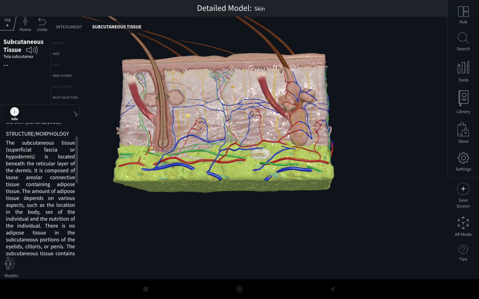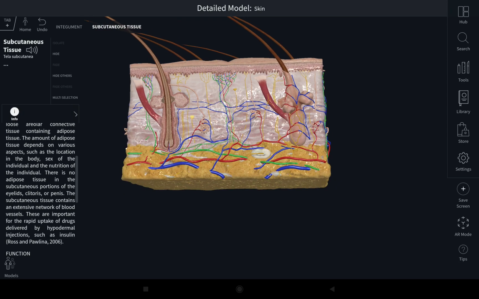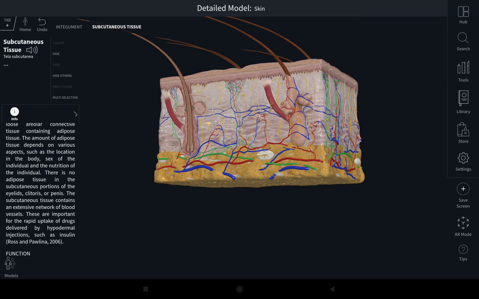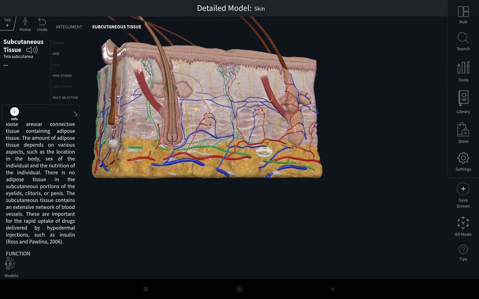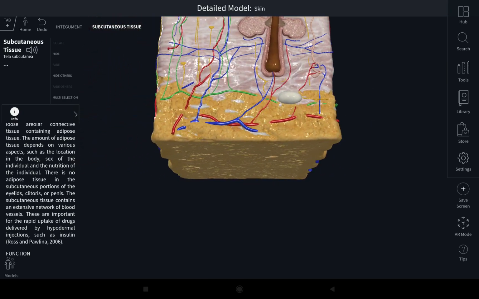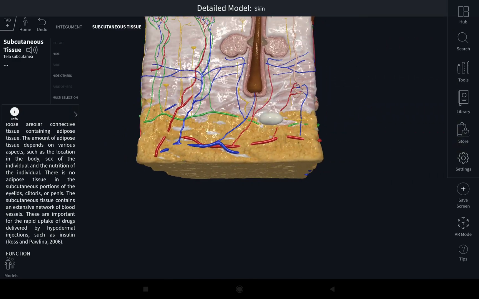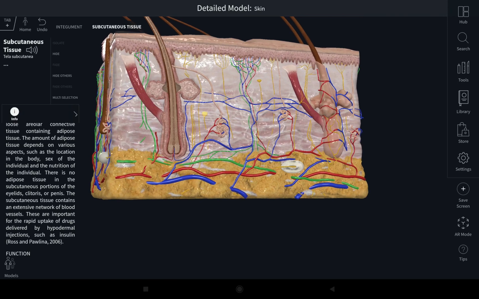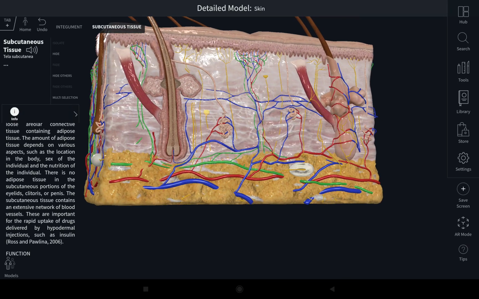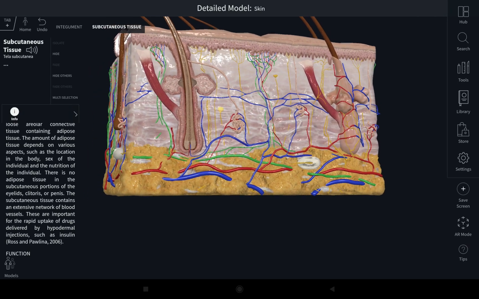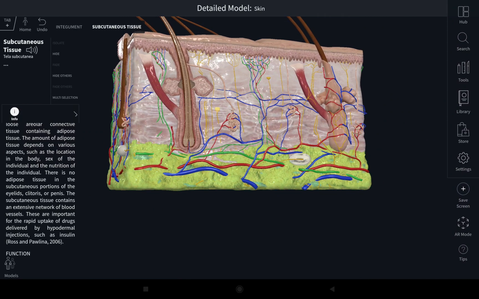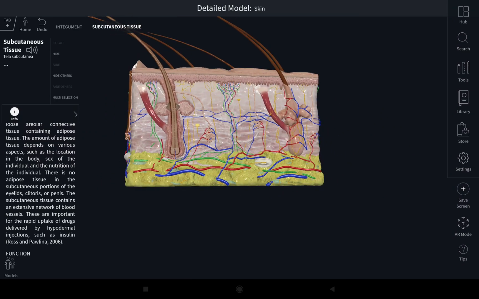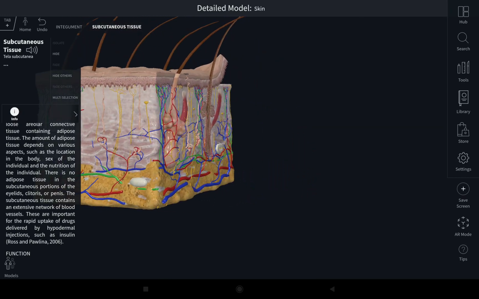The amount of adipose tissue depends on various aspects such as the location in the body, sex of the individual, and the nutrition of the individual. There is no adipose tissue in the subcutaneous portions of the eyelids, clitoris, or penis. The subcutaneous tissue contains an extensive network of blood vessels. These are important for the rapid uptake of drugs delivered by hypodermal injections, such as insulin.